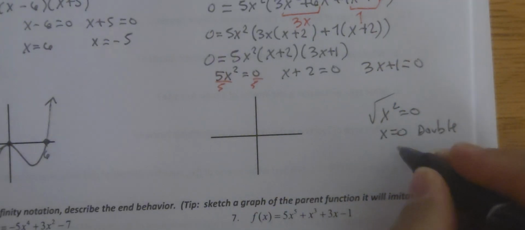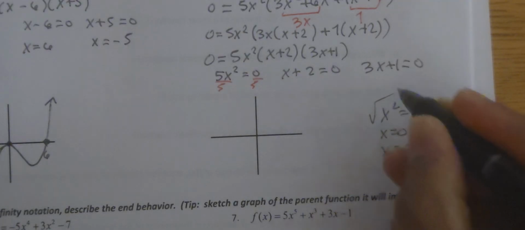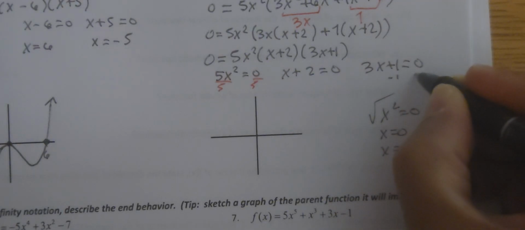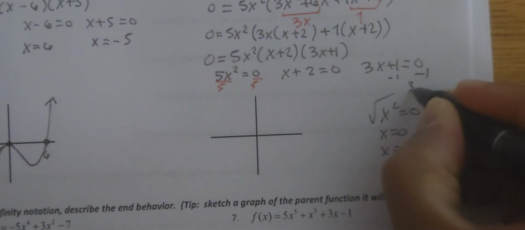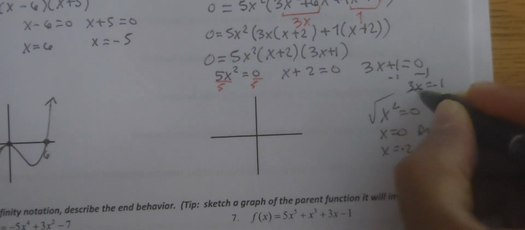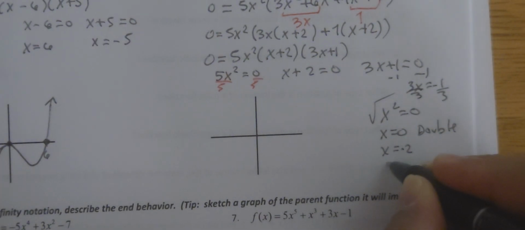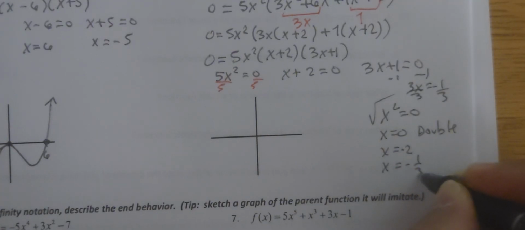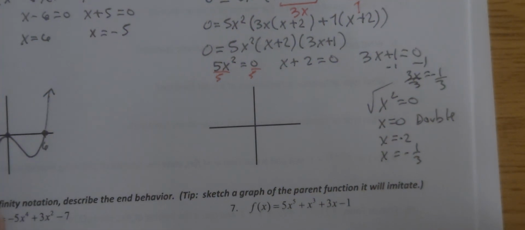For this one, subtract 2, which means x equals -2, and for this one, subtract 1, and then we have 3x equals -1, then divide by 3. So then x equals -1/3. Okay, so now let's sketch the graph.